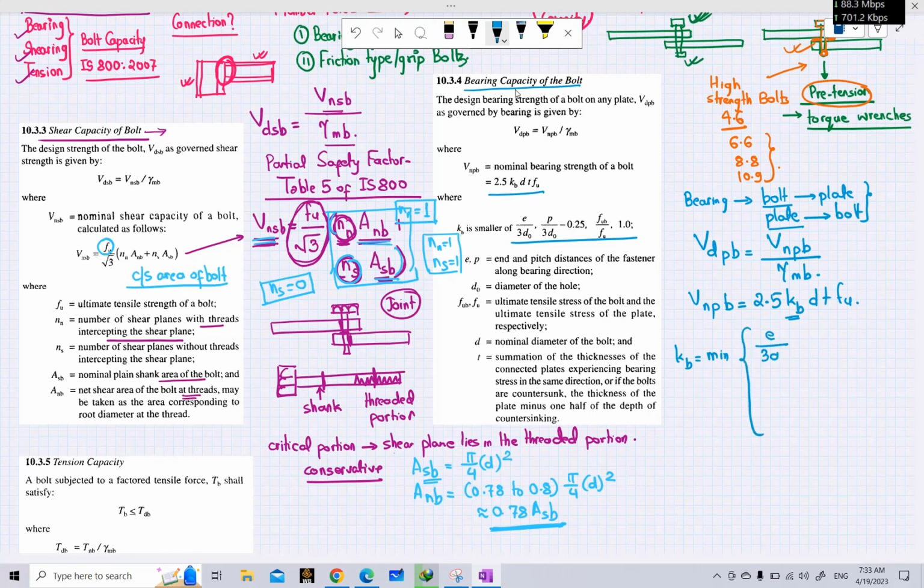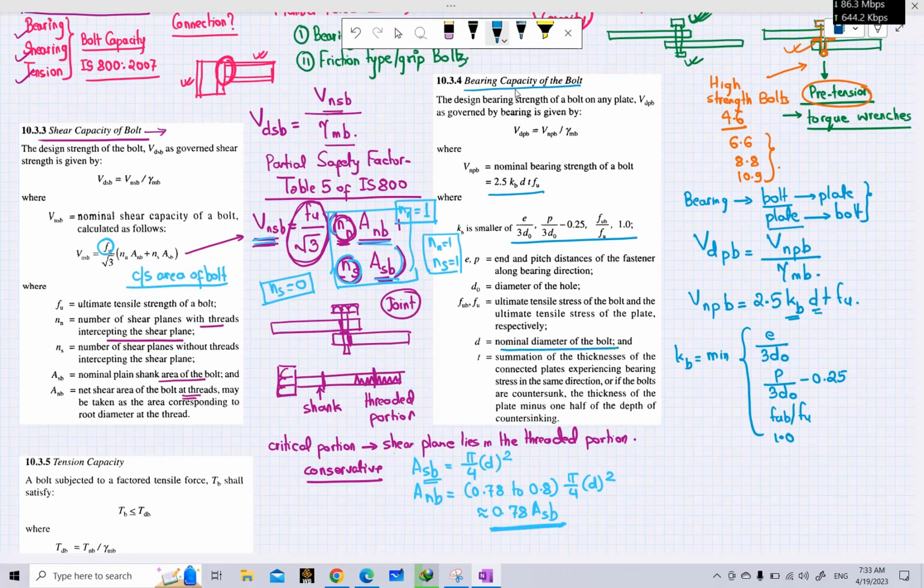e over 3d naught, p over 3d naught minus 0.25, fub over fu, and 1. kb is the minimum of these values. This d represents the diameter of the bolt. This d represents the nominal diameter of the bolt.